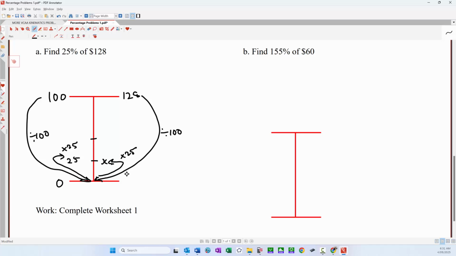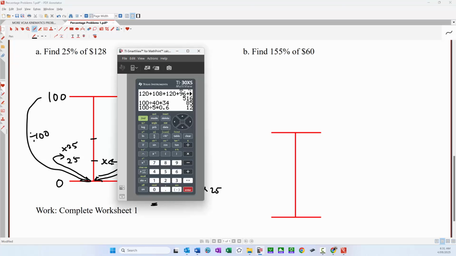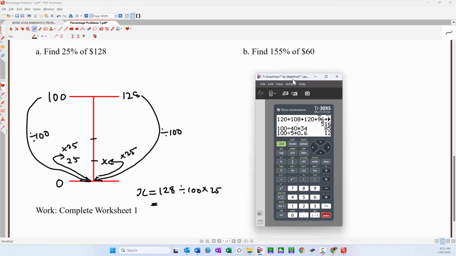So finally, we write down X is equal to, we follow the arrows. We start at 128, we divide by 100, and we multiply by 25. Try to have a guess at what the answer is going to be. 128 divided by 100 and then multiplied by 25. Half of 128 is going to be 64. Half of 64 is going to be roughly 30. So I'm expecting an answer around about 30.